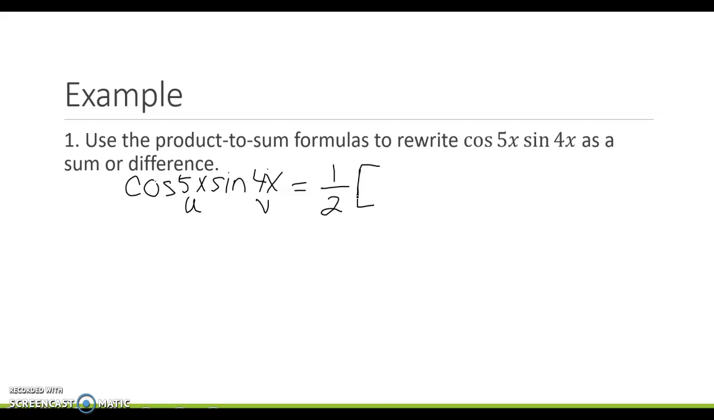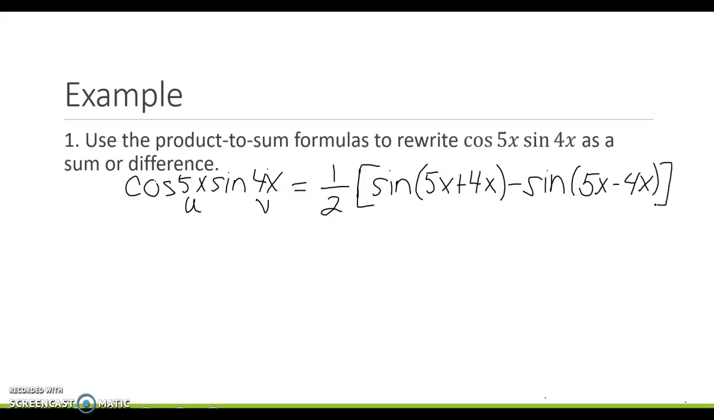bracket or parentheses sine, and u was 5x plus v 4x minus sine 5x minus 4x.